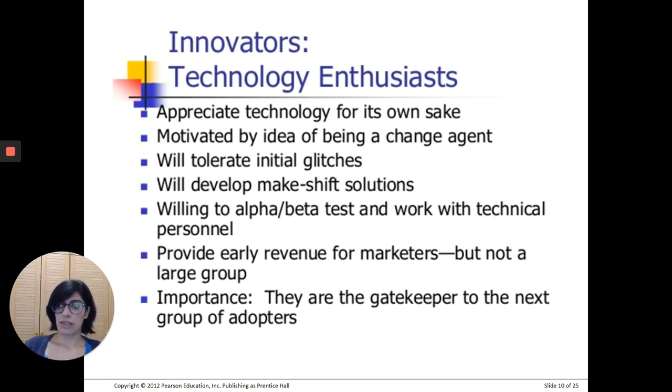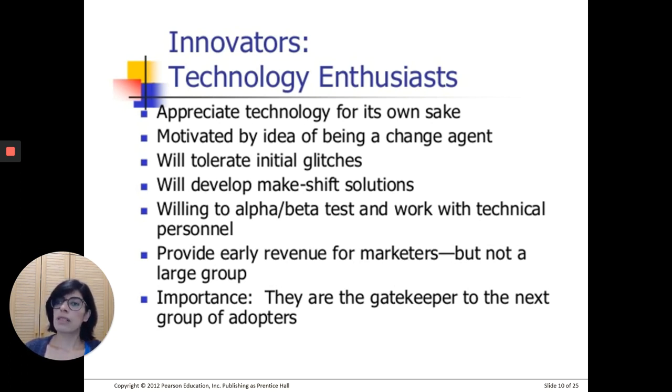So the innovators, first of all, the technology enthusiasts, they appreciate technology for the sake of technology. They are intrinsically motivated by the idea of being an agent of change. They are not too bothered about initial glitches. They forgive you for a product that isn't 100% perfect. They are happy to develop makeshift solutions, and they're willing to be beta testers, alpha testers, and they work quite closely with the tech personnel, the actual developers, and those that are developing the technology.